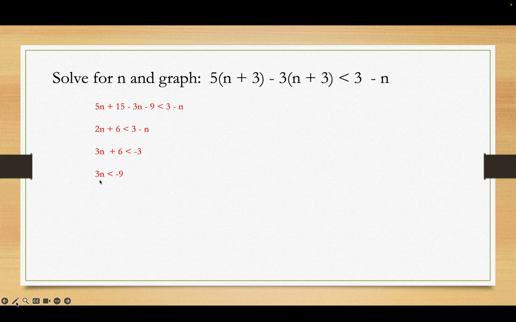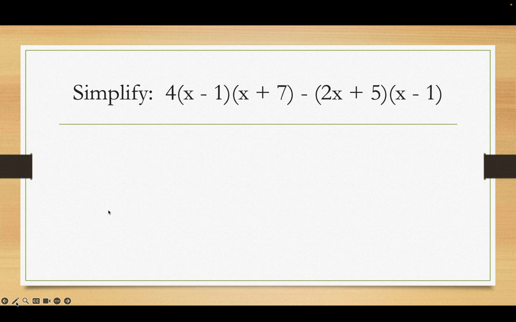Subtracting 6 from both sides, 3n is less than negative 9. Dividing by 3, n is less than negative 3. I like it because the n is on the left-hand side. And that allows me to do my graph, which looks like this. Strictly less than, so I don't fill in the circle. Negative 3, and as long as the letter's on the left, the arrow drawn from the inequality will match the direction of the inequality.